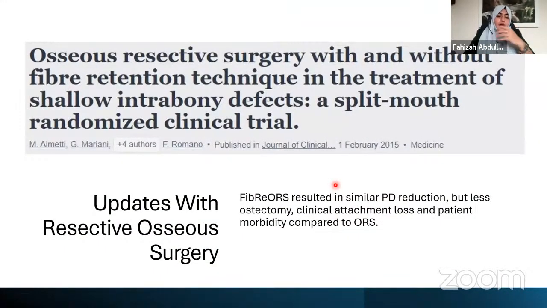Then, with or without the fiber retention technique, of course, osseous resective surgery is the gold standard for removal of any bone deformities. But with fiber retention, it has been shown to give a similar probing depth reduction, less osteotomy, less clinical attachment loss comparatively, and less patient morbidity and better patient comfort when compared to resective osseous surgery. Of course, this happens because there is faster wound healing when there are already gingival fibers present around the tooth and there is a gingival adaptation over it.